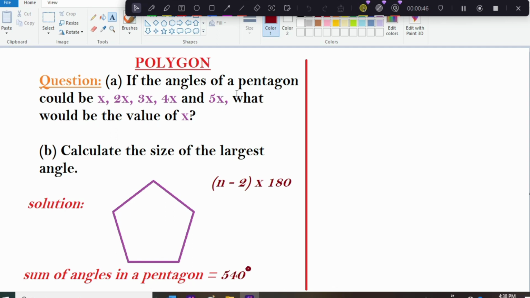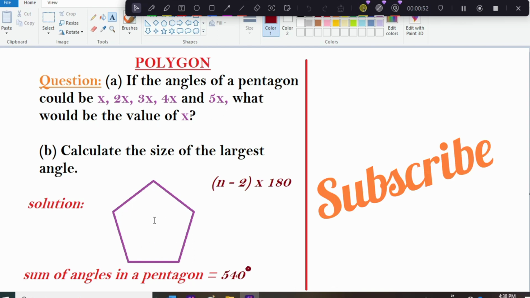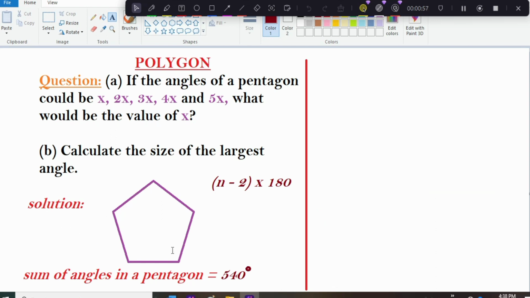Good. So now a pentagon has 5 sides, as you can see from this picture. That is the picture of a pentagon. It contains 5 sides, and so each of the angles mentioned, x, 2x, 3x, 4x, and 5x, will all fit into these 5 angles, which means a total of all these will give us the sum of angles in a pentagon.